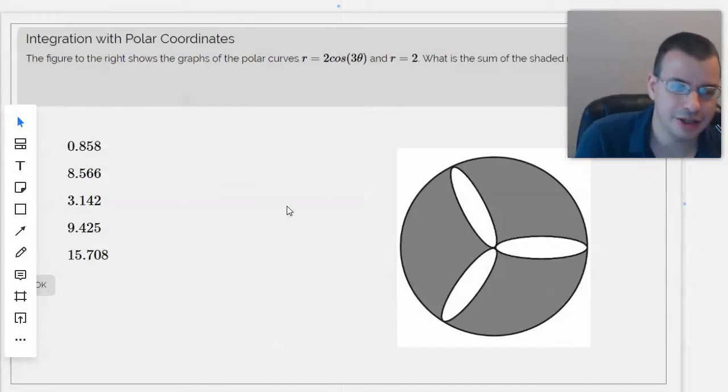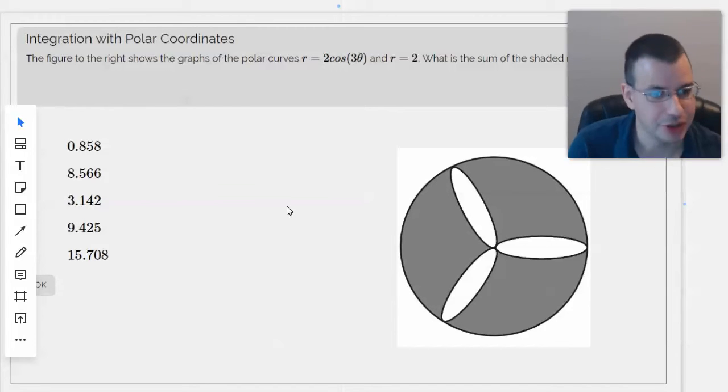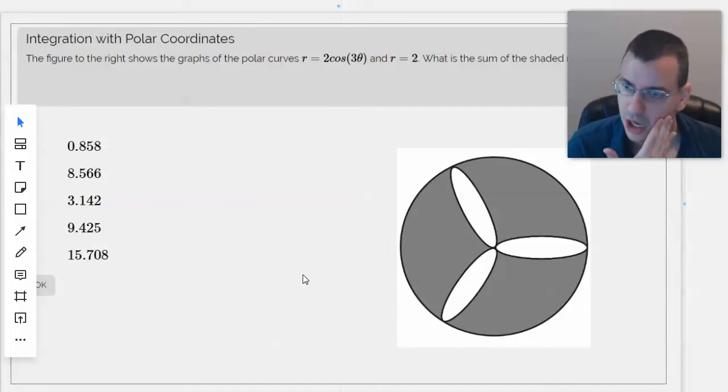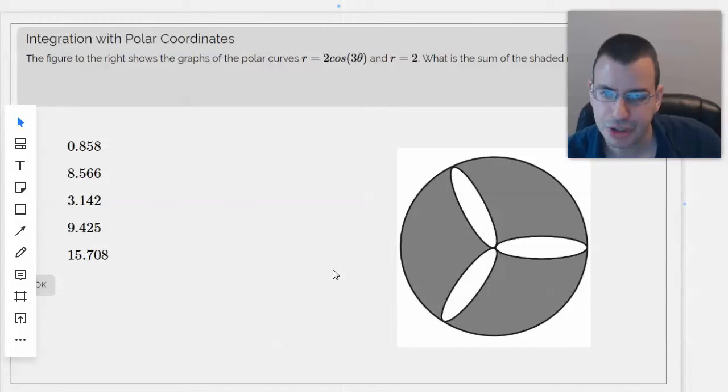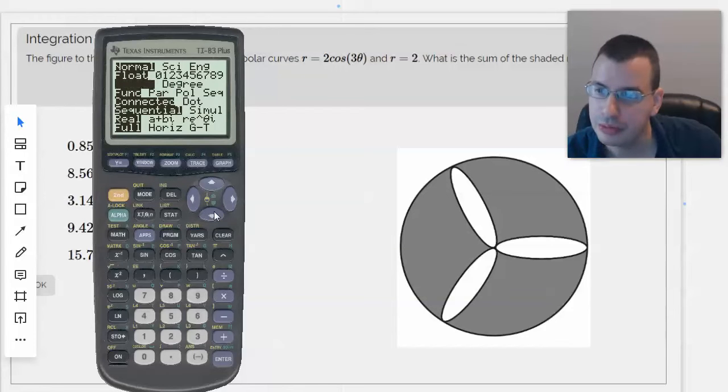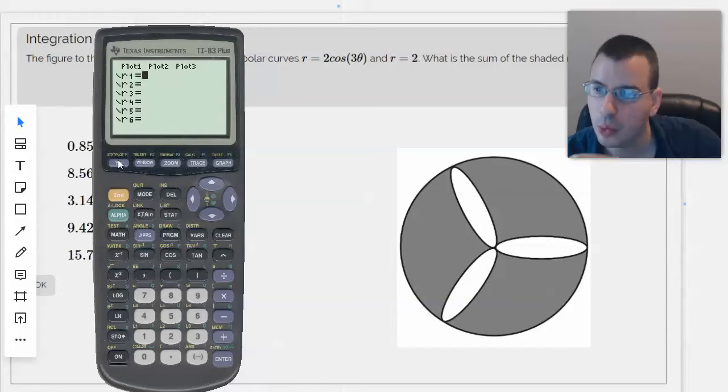But we want to find the area of the petals, the white non-shaded region, and then subtract that off. And that part will be a little bit more challenging. We'll pretty much use our calculator for that. So to start off, just to get an idea of what's going on, let's graph this. Let's go mode, polar, y equals, and we'll do 2 cosine 3 theta. And then we'll look at the window.